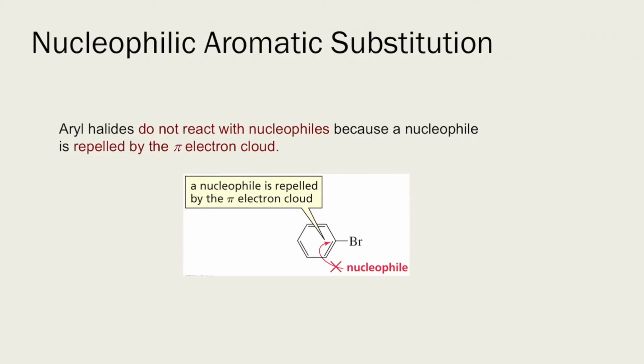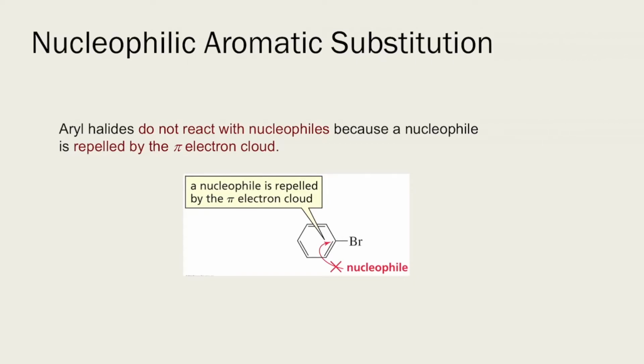So far, we have been talking about the electrophilic aromatic substitution reaction of benzene. What about nucleophilic aromatic substitution of benzene? Does benzene undergo nucleophilic aromatic substitution reaction? Usually, aryl halides do not undergo nucleophilic aromatic substitution reaction because, remember, in an SN1 or an SN2 reaction, the aryl halides do not undergo both SN1 and SN2 reaction.